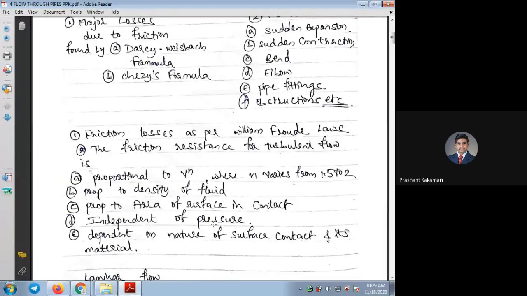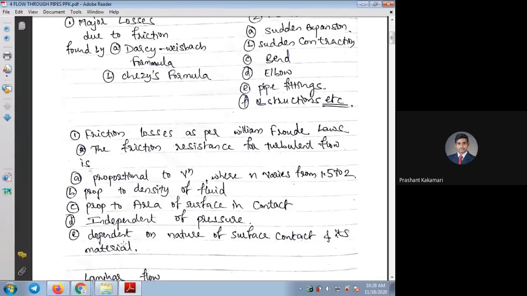As I told you, if the surface is rough, friction losses are high. If the surface is very smooth, like PVC and glass, the losses will be less. Especially for glass, the friction losses are very negligible, but for PVC, a little bit of friction loss will be there. For different metals, the roughness of the metal surface may be different. So depending upon the nature of the contact surface, the friction loss also varies. Like this, he came out with 5 observations, and those 5 observations are given here.